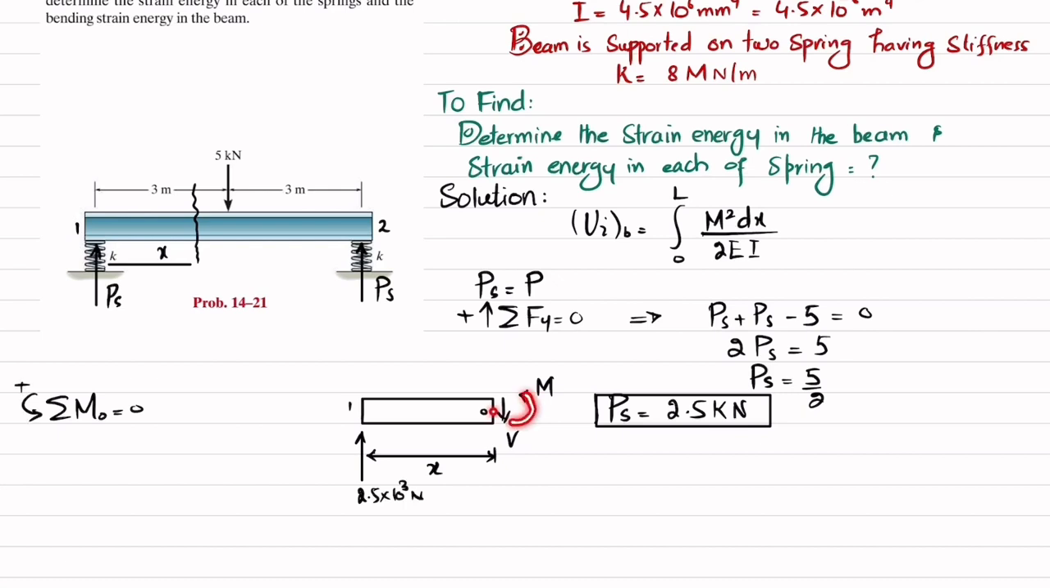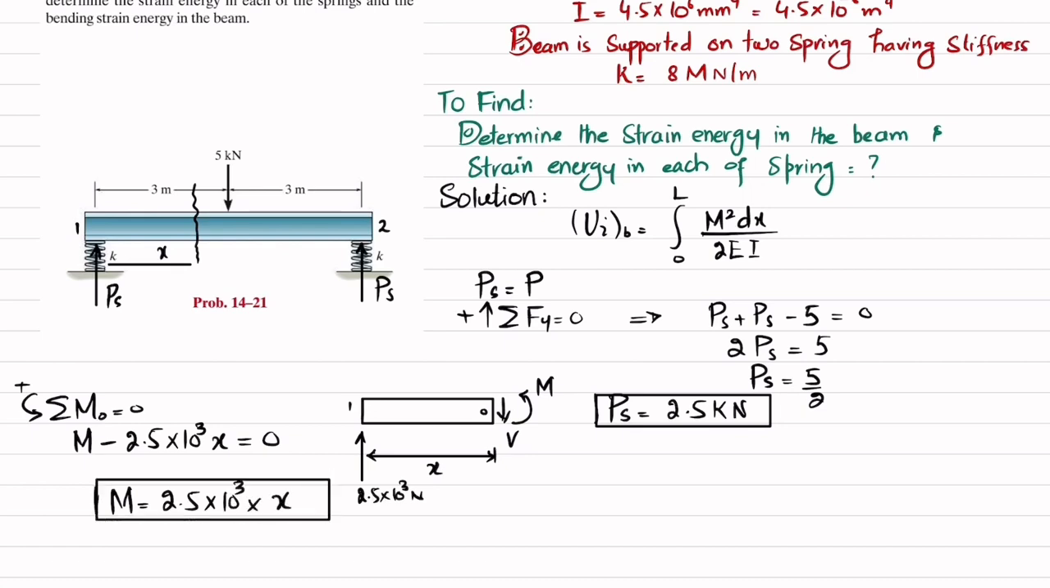About point O, one moment is the reaction moment, which is counterclockwise, so it is plus. The second moment is due to the 2.5 kilonewton load with perpendicular distance x, and this produces clockwise rotation, so it will be negative. So M minus 2.5 × 10^3 times x is equal to 0. It means the moment is equal to 2.5 × 10^3 times x. So this is the moment equation, valid for x greater than or equal to 0 and less than or equal to 3 meter.